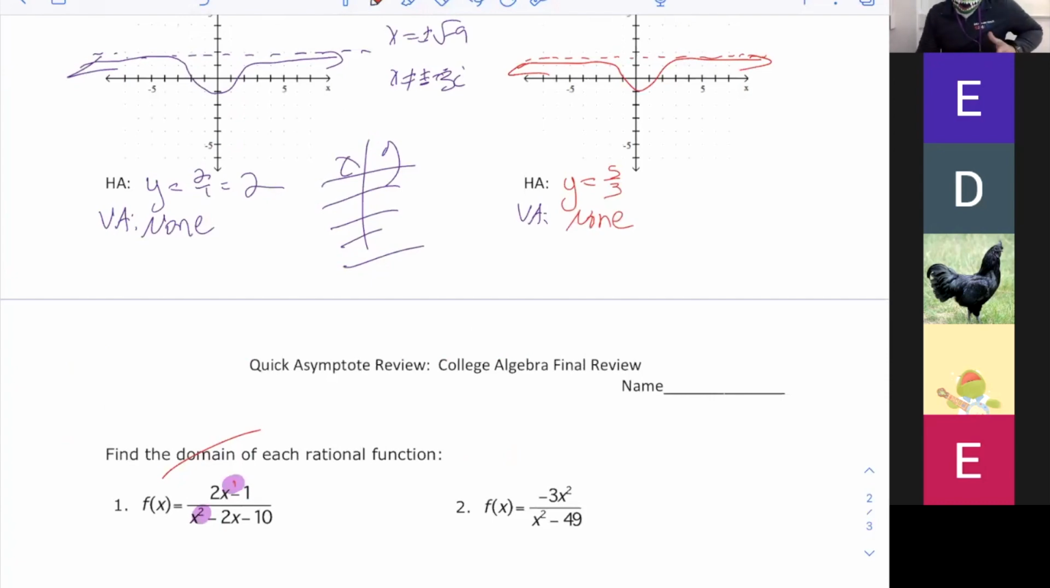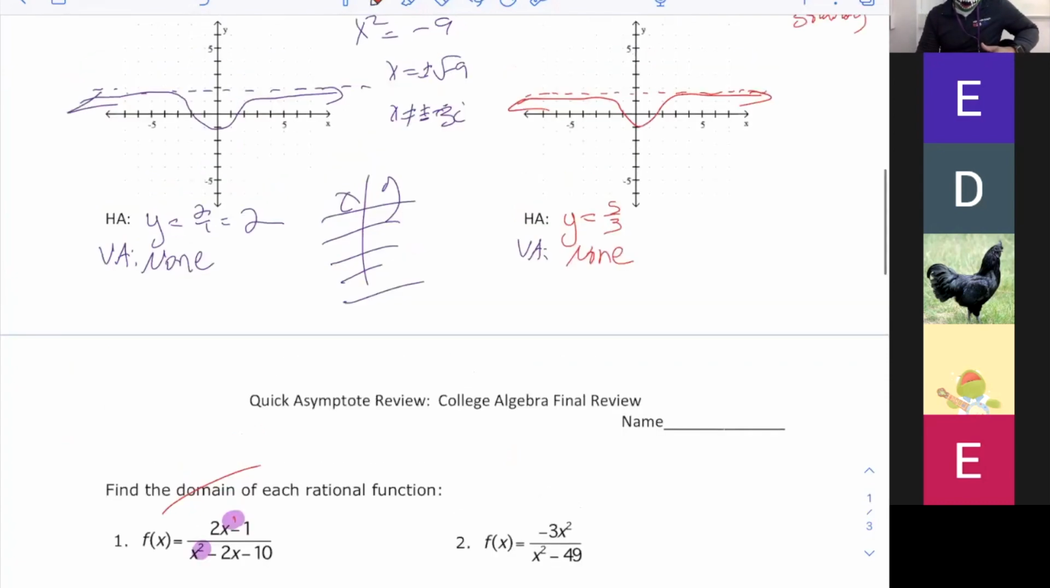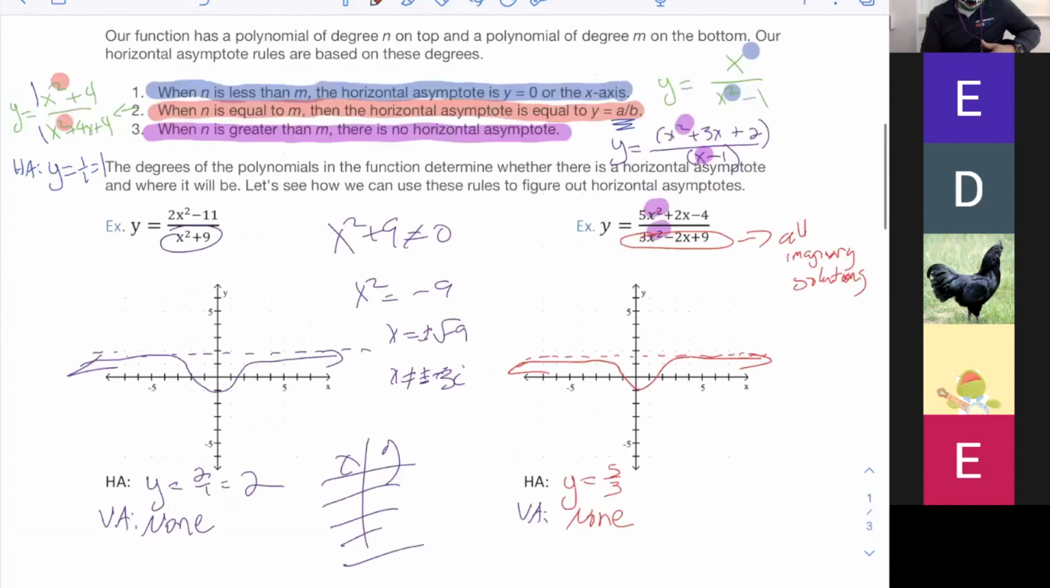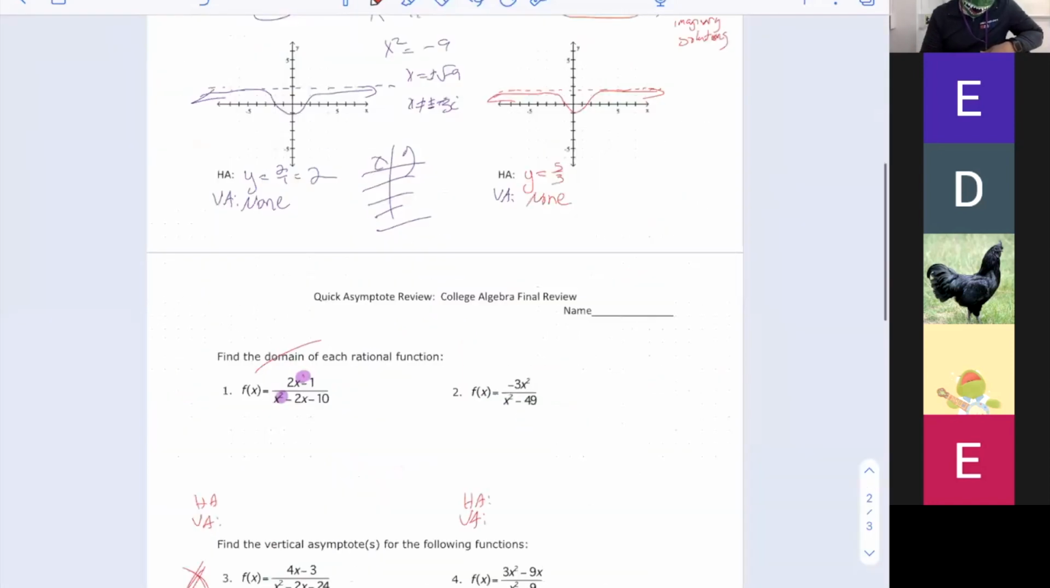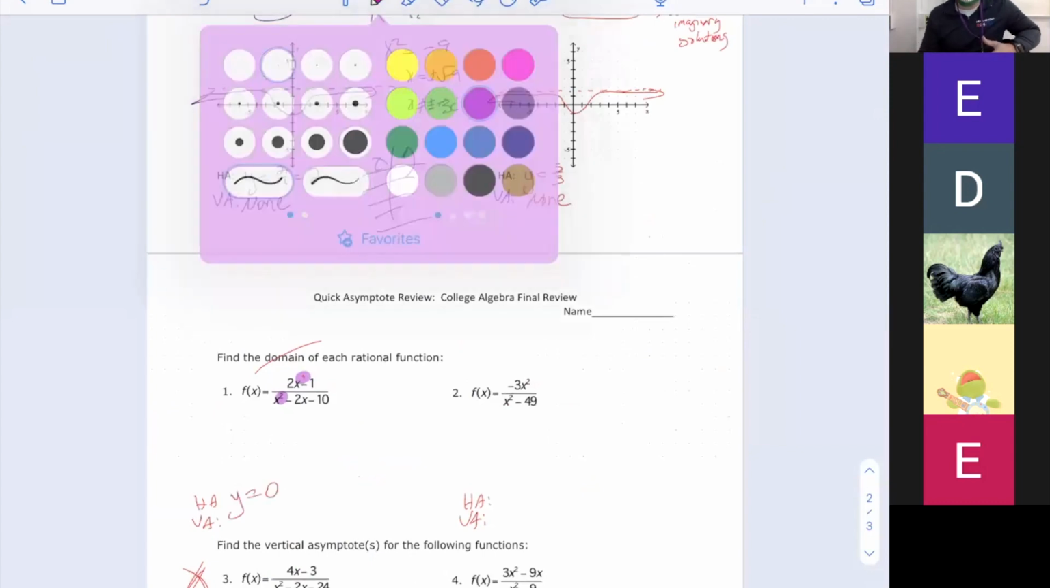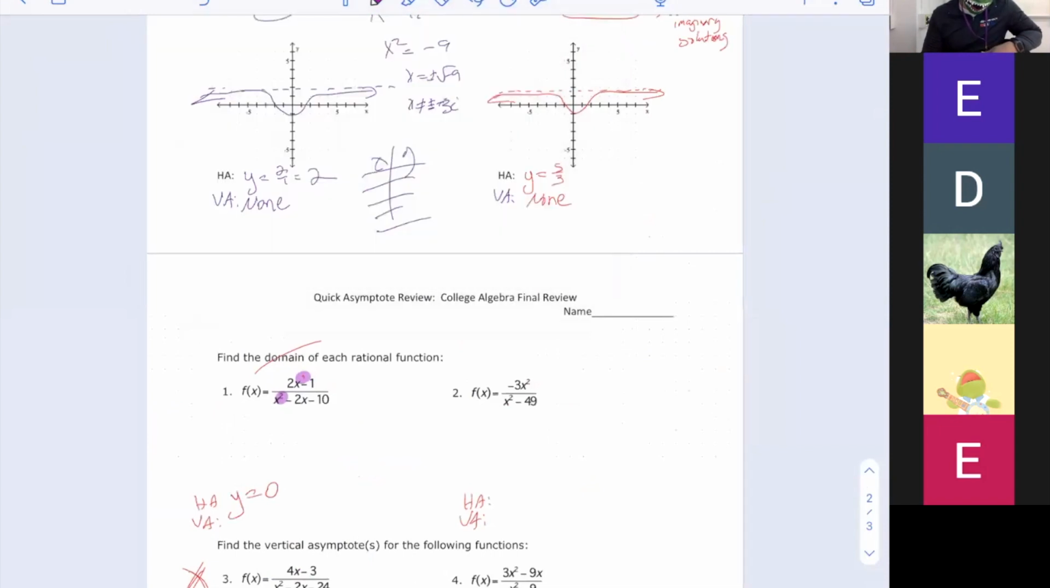All right, so first power, second power, I'll go all the way back up. When n is less than m, the horizontal asymptote is y equals 0. So my horizontal asymptote, since n is less than m, is y equals 0. My vertical asymptotes, I'm trying to see what makes this equal to 0?